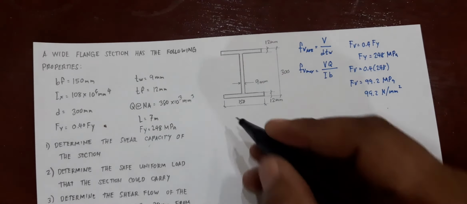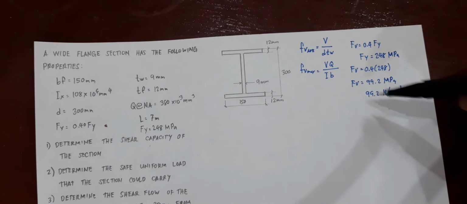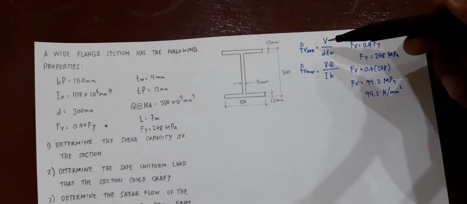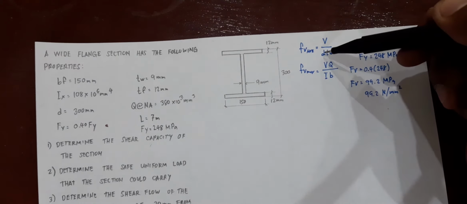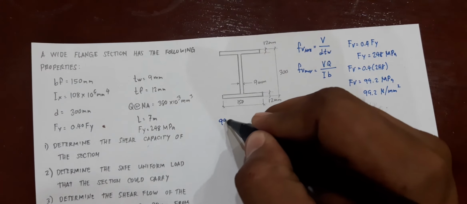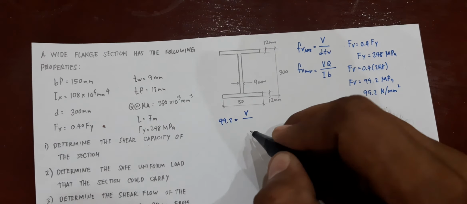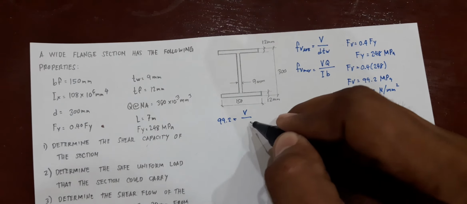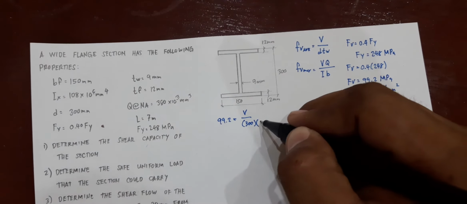Starting with your average shearing stress, Fv average, equate it to the allowable shearing stress and substitute that into this particular formula. We will be looking for the allowable shear. Substitute values for d and tw. So 99.2 newtons per mm square is equivalent to V over the depth of the section, which is 300, multiplied by the thickness of web, which is 9 mm.